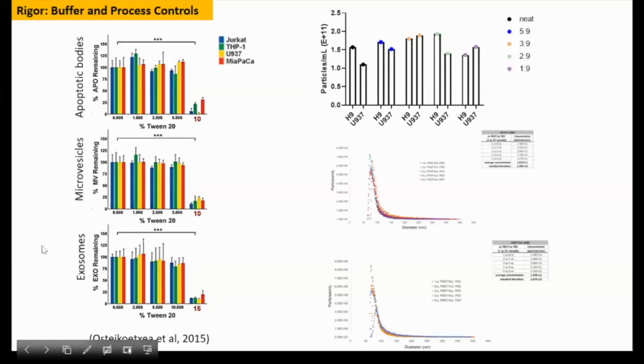So though we observed some variability in the size profile, again, there was no evidence of a clear decrease in particle size, which would suggest that we were able to lyse these EVs. Next, please.